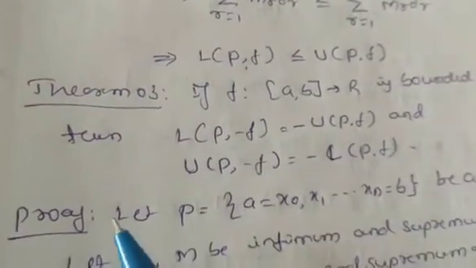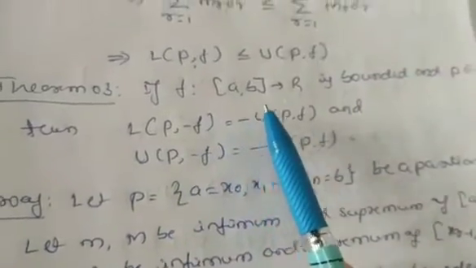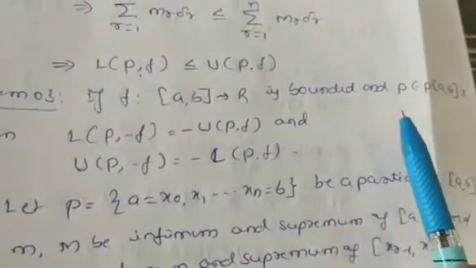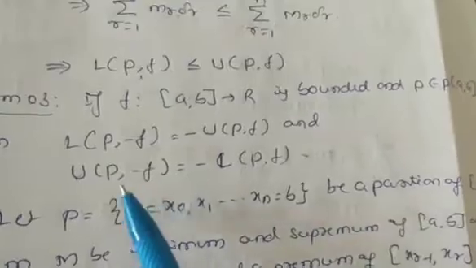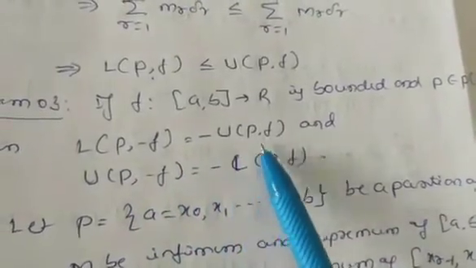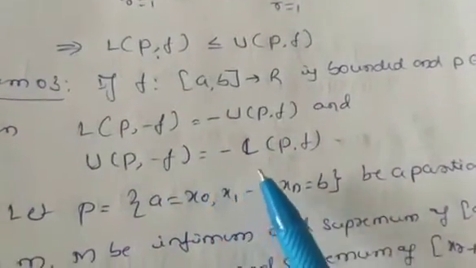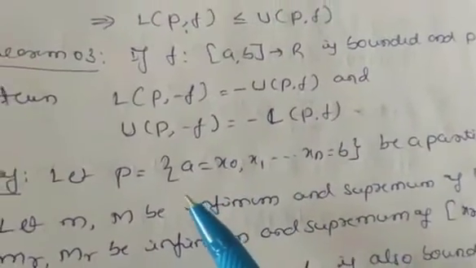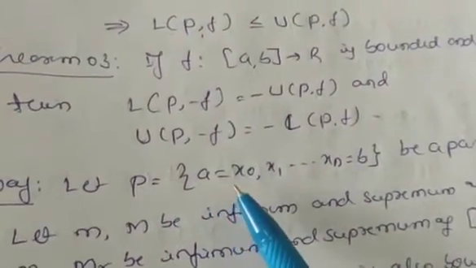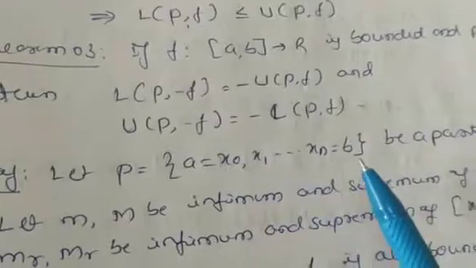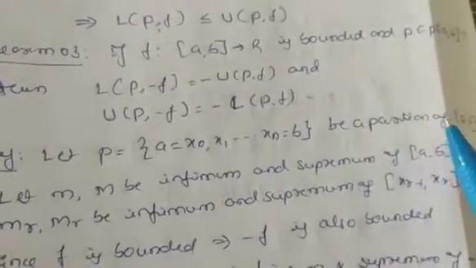Let us take one more theorem. If f is a function from [a, b] to R that is bounded and P belongs to the set of partitions of [a, b], then L(P, -f) is equal to -U(P, f) and U(P, -f) is equal to -L(P, f). Let the partition P = {a = x_0, x_1, etc., up to x_n = b} be a partition of the interval [a, b].